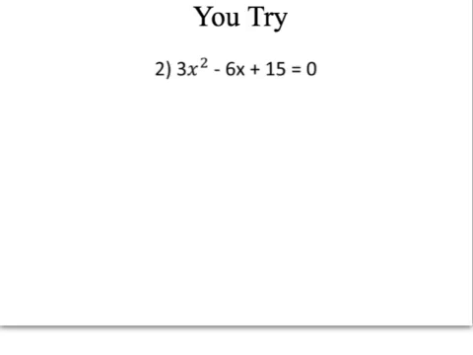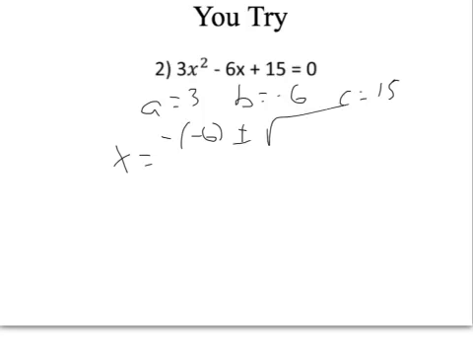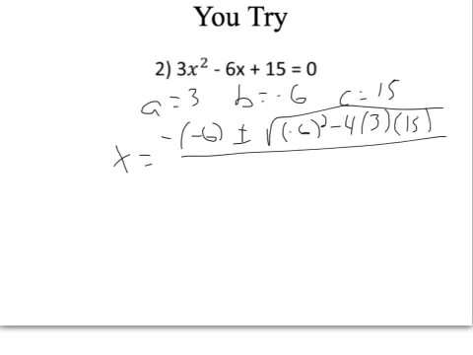So our first thing, let's do our A, B, and C. A is 3, B is negative 6, C is 15. So then plug it in. So negative B, so negative 6, plus or minus the square root of B squared, so negative 6 squared, minus 4 times A times C, divided by 2 times A, and then clean it up. Negative 6 here becomes positive 6.